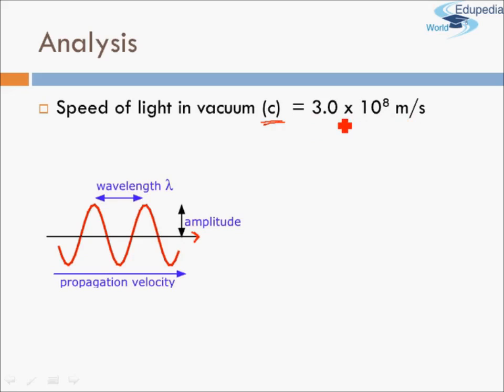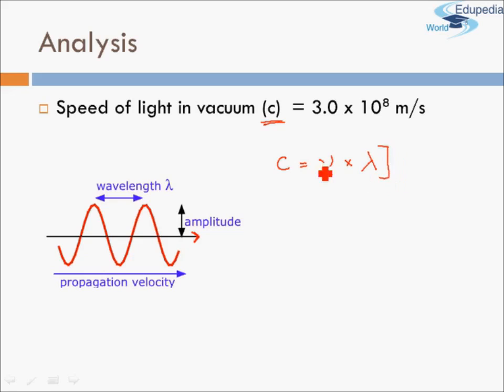But you just have to remember the approximate value of the speed of light, which is the speed of any electromagnetic wave, equal to 3 × 10^8 meters per second. You have to remember this value. It's very important. After this, you have to remember a very important relation between speed of light, frequency, and wavelength. That is, c = ν λ.